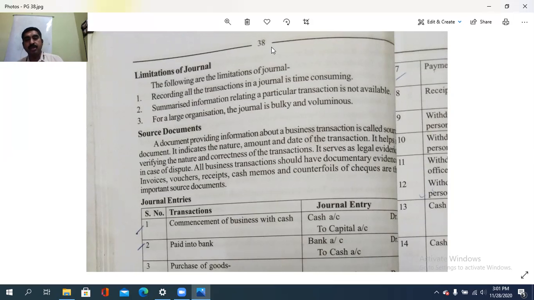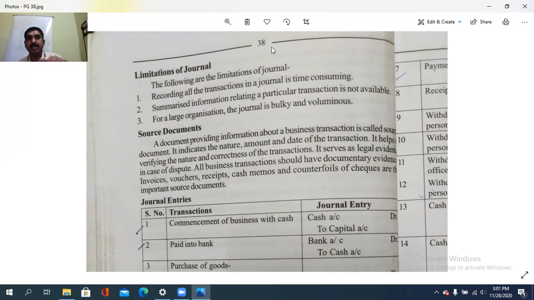So what is coming in? Cash is coming in. Cash is a real asset, so debit what comes in. That is the rule with regard to the real account. Asset, that is the real account. So cash account should be debited. And why is the capital to be credited?